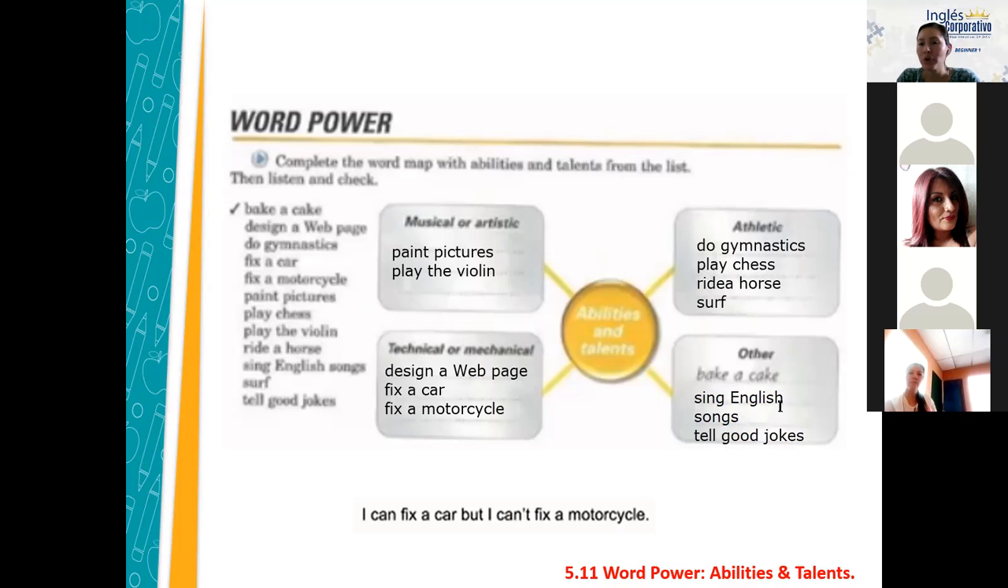Now, you can go ahead and make up your sentences, right? It says, I can fix a car, but I can't fix a motorcycle, right? So I can fix a car, but I can't fix a motorcycle. So think about two things, ¿verdad?